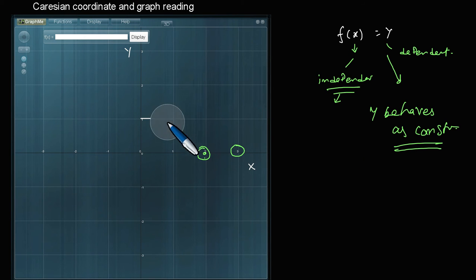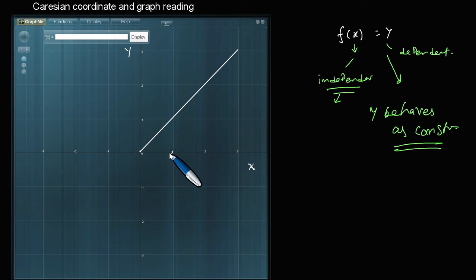We are going to another example, x and y. Let the function be something like a straight line. Let it be a straight line. Okay, what does this say?